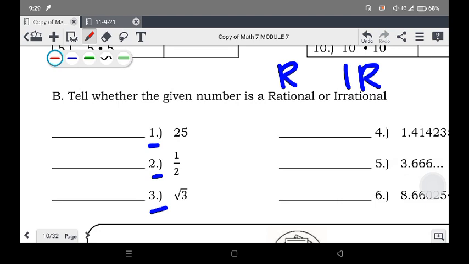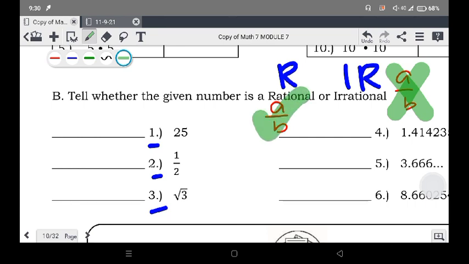Since 25, in our previous lesson, a rational number can be transformed in a form of A over B, while your irrational number cannot be in A over B. So we cannot transform an irrational number to A over B. But for a rational number, we can transform it to A over B. So since 25 can be transformed to a form of A over B, it is considered to be a rational number. Next, we have 1/2. Of course, it's still in a form of A over B. It is considered to be a rational number.